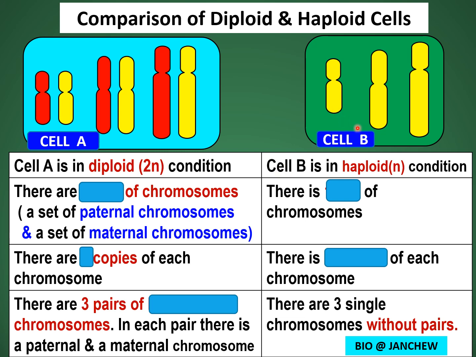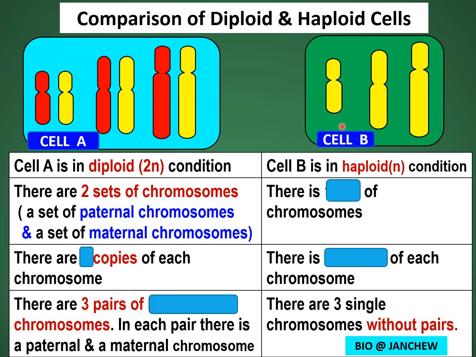There must be only one copy of each type of chromosome, and the types of chromosomes are represented by different chromosomes of different lengths. So in A, there are how many sets of chromosomes? Sets, not pairs, sets. There are two sets, the red set and the yellow set. The color helps you differentiate the paternal chromosomes from the maternal chromosomes. So it's a set of paternal chromosomes plus a set of maternal chromosomes.